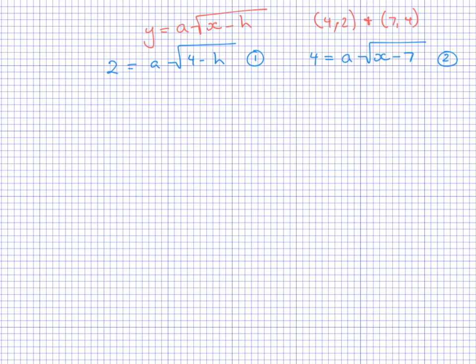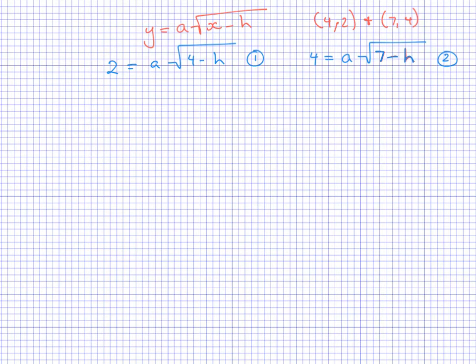I've done that second one incorrectly, I just realized. Under the square root symbol should be 7 minus h. That's better. I'll do it in blue so there's no issues. All right, 7 minus h.